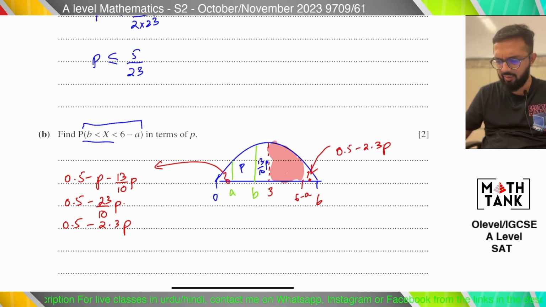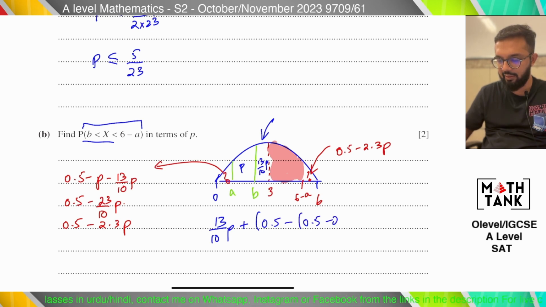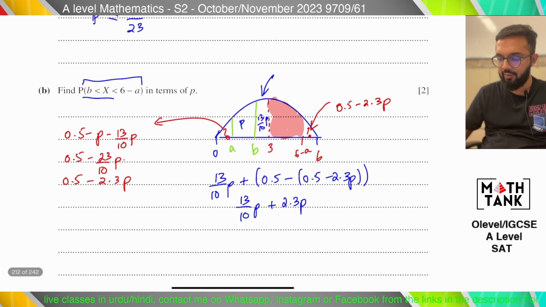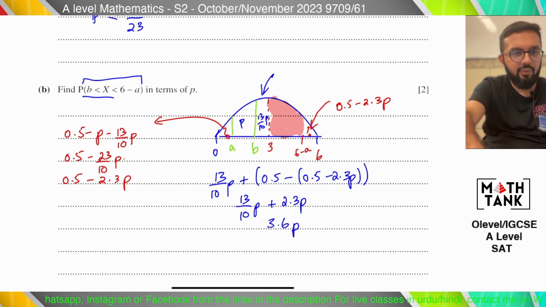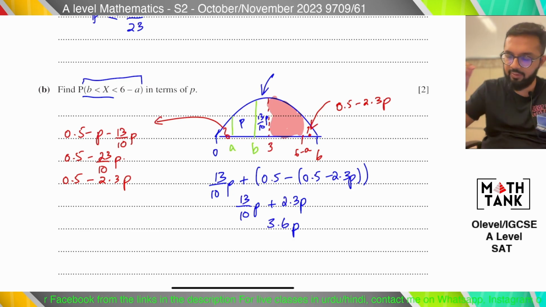So either I could subtract a lot of things, or I could just say that B to 3 is 13 over 10p, and then from 3 to 6 minus A is going to be 0.5 minus this probability that I just calculated. So it's going to come out as 13 over 10p plus 2.3p. So 1.3 plus 2.3 gives me 3.6p. So that should be the correct answer. Yeah, 3.6p is the right answer.